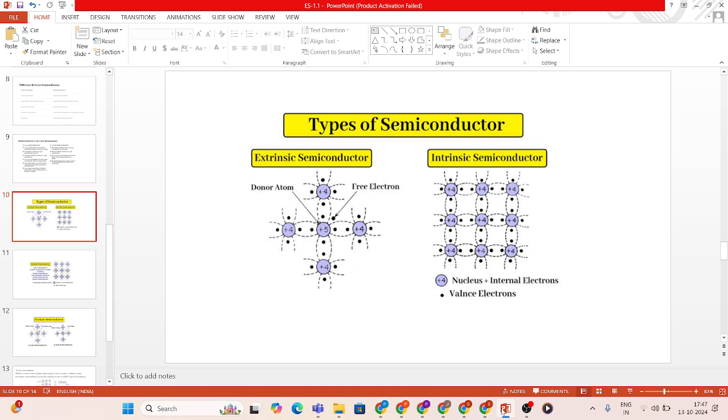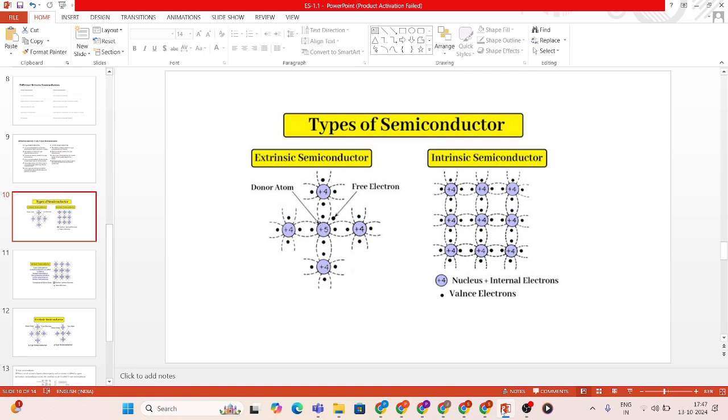Today we are going to discuss types of semiconductor. Semiconductor is the device whose conductivity lies between conductor and insulator. It has two types, extrinsic semiconductor and intrinsic semiconductor.